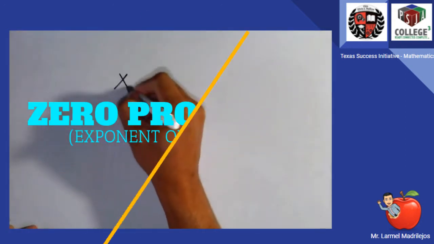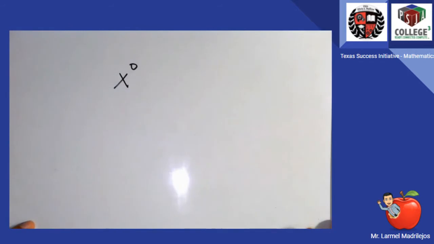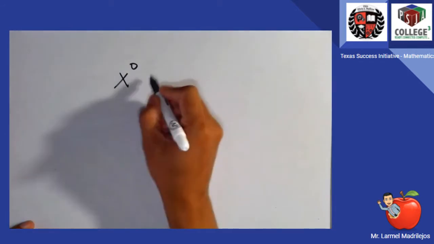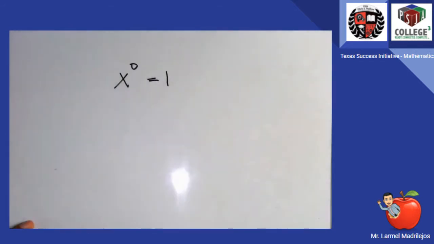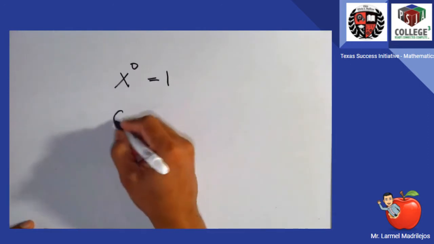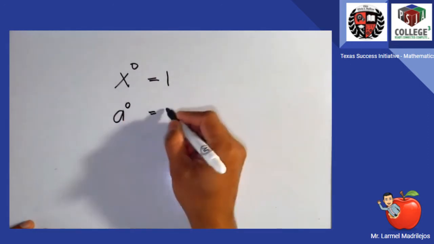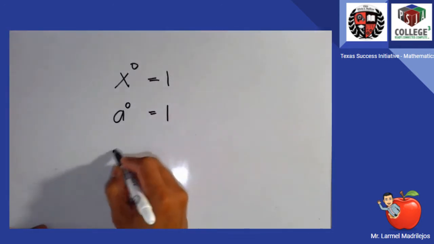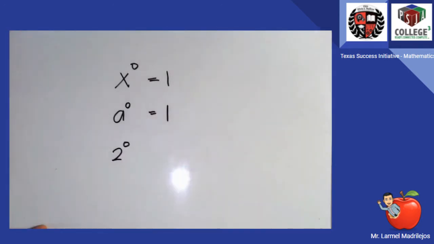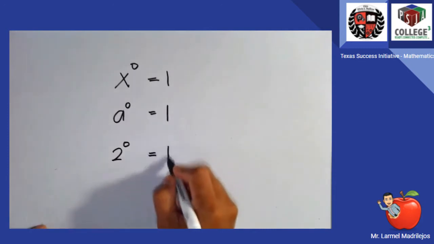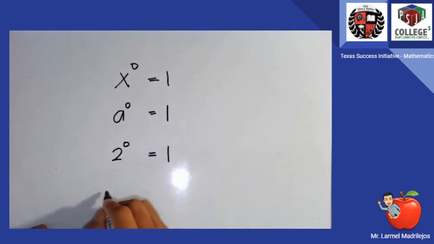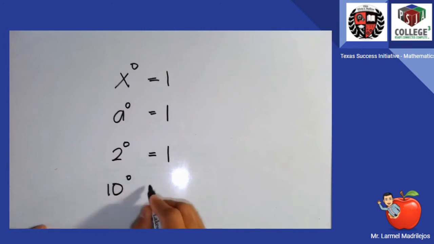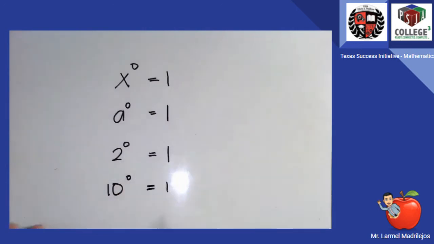So x raised to 0. Any variable that is raised to 0 is equal to 1. Let's say a raised to 0, or any numerical number raised to 0. Let's say 2 raised to 0. The answer is 1. Or 10 raised to 0. Yeah, the answer is 1.